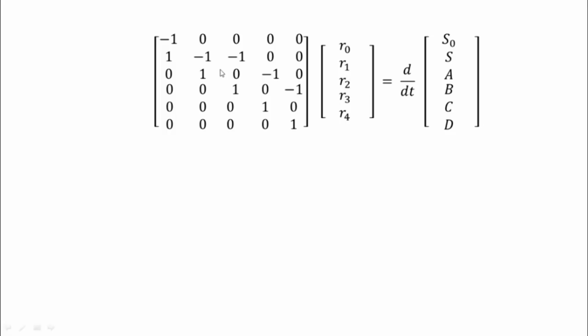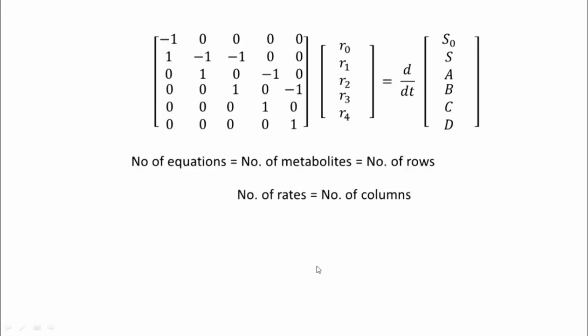Therefore, this matrix represents the set of equations that we got by doing material balances on the various metabolites in the cell, extracellular and intracellular. The number of equations would equal the number of metabolites, as we have seen, and that would equal the number of rows that we have here, right? Here we have 1, 2, 3, 4, 5, 6, and we had 6 metabolites: S0, S, A, B, C, D. So 6, and therefore that equals the number of rows. And the number of rates would equal the number of columns here. There are 5 rates and 5 columns: R0, R1, R2, R3, R4, and there are 5 columns in this matrix.